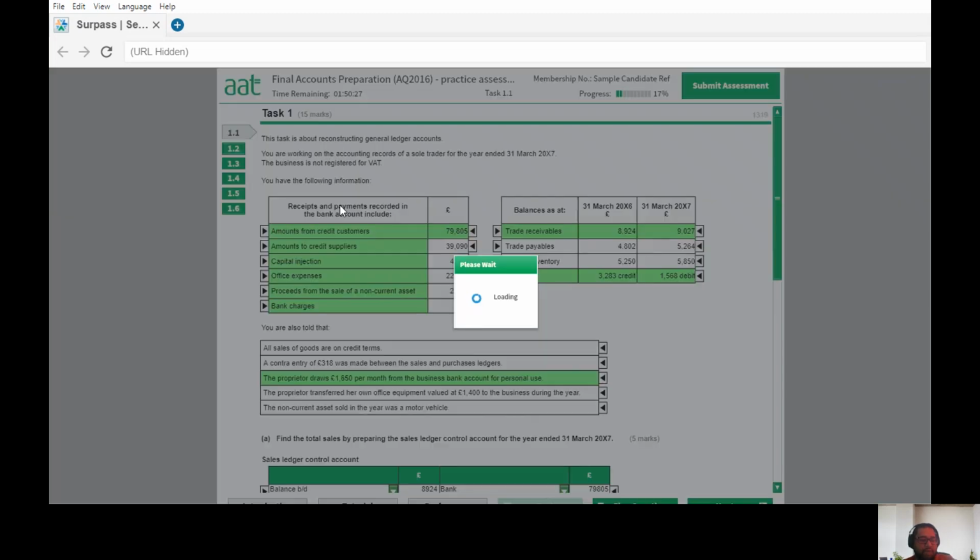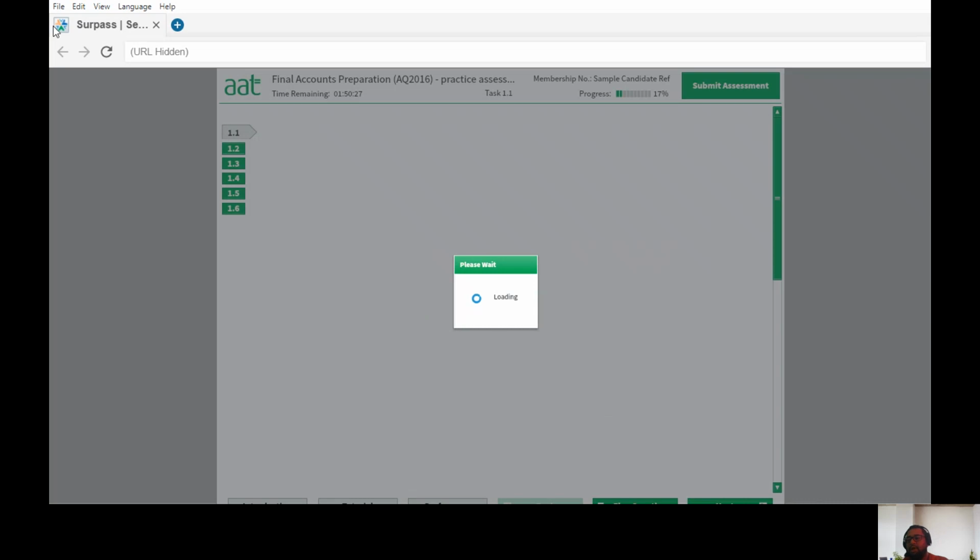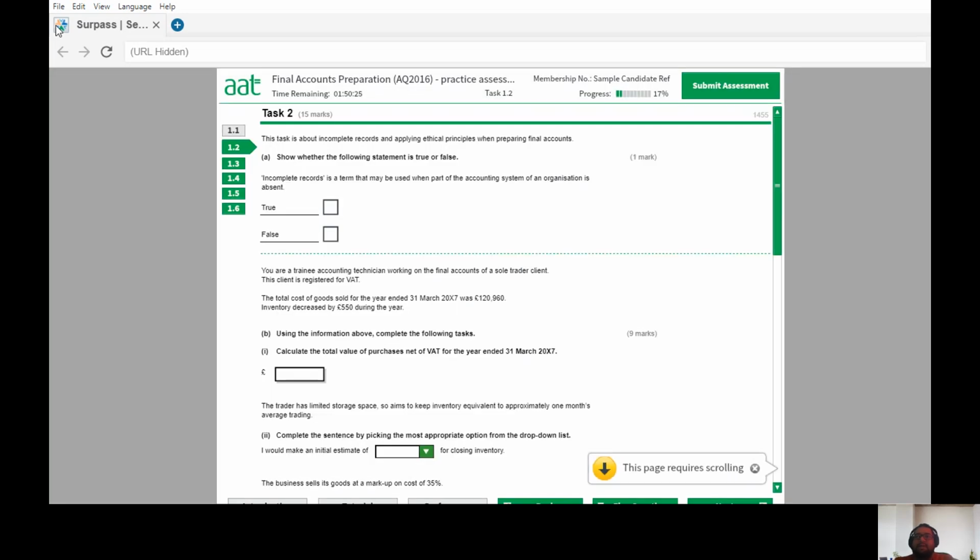Okay, let's move to question number 2. Now, question number 2 is more of an ethics side of it as well, plus some accounting. The theoretical side of it, to be honest. So this is asking you about a particular statement here. Show whether the following statement is true or false.